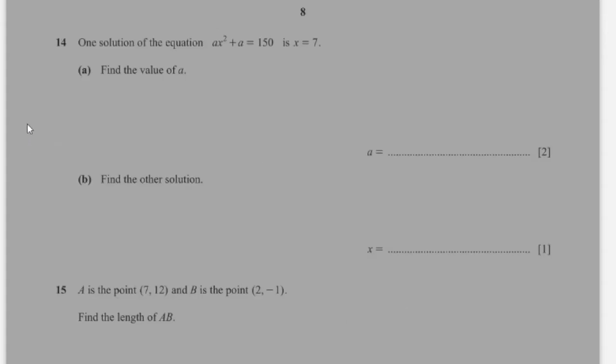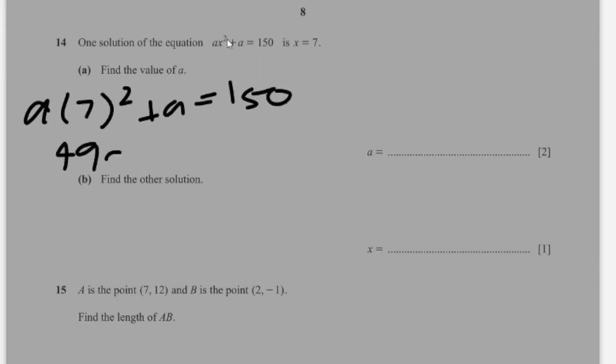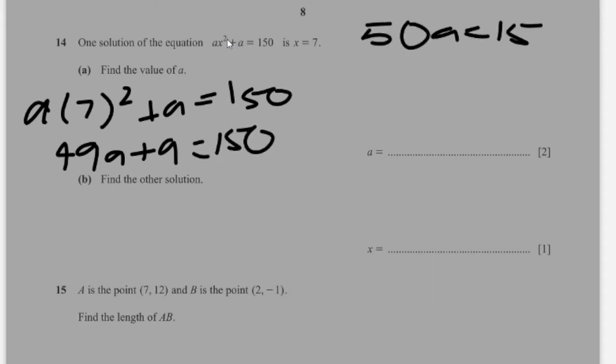Question number 14. One solution of the equation ax squared plus a is equal to 150 is x is equal to 7. Find the value of a. Alright, so we're going to be substituting x with 7. So we have a times 7 squared plus a is equal to 150. So we have 49a plus a, that is 50a is equal to 150. And a is 150 divided by 50, which is equal to 3.